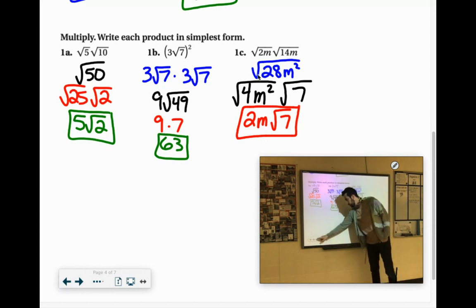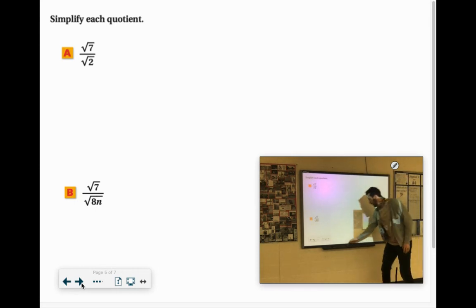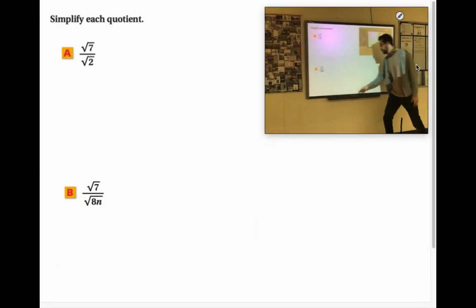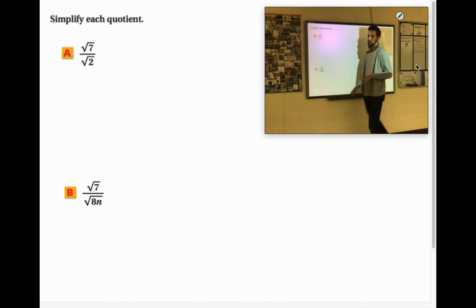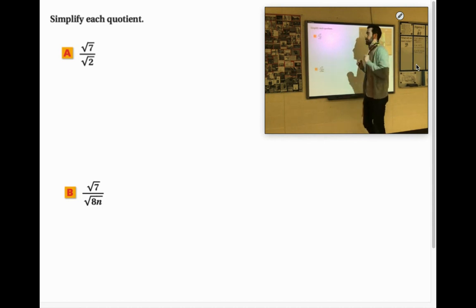All right, cool. Now the last thing. Now this is the hardest part. You can never have square roots in the denominator. So just like every fraction, you can always manipulate fractions. You can multiply the numerator and denominator by the same amount, and it still stays as a balanced fraction.